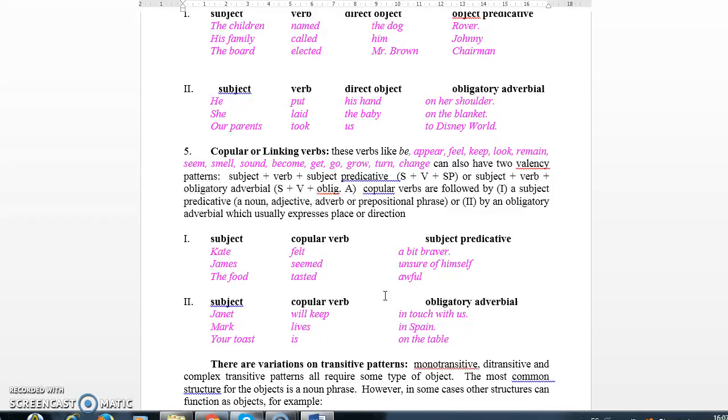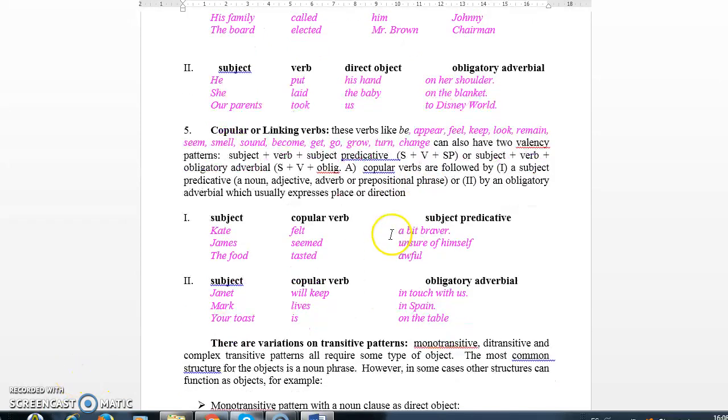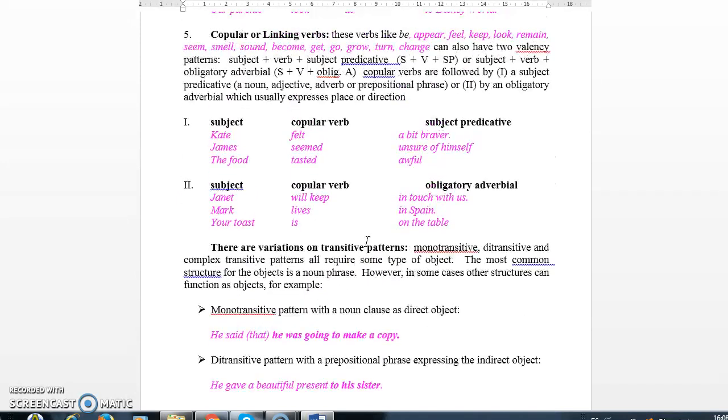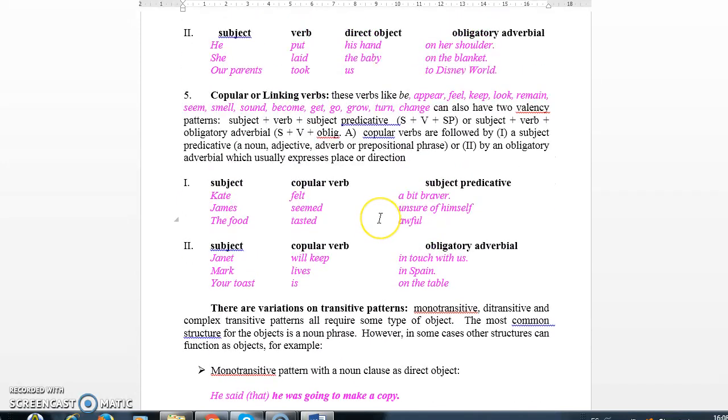If I say your food is in the oven, in the oven would be an obligatory adverbial, and there you know where it is. If not, if I say your food is, you will never know where it is. Up to now, I hope this is clear. Look at the examples that you have.